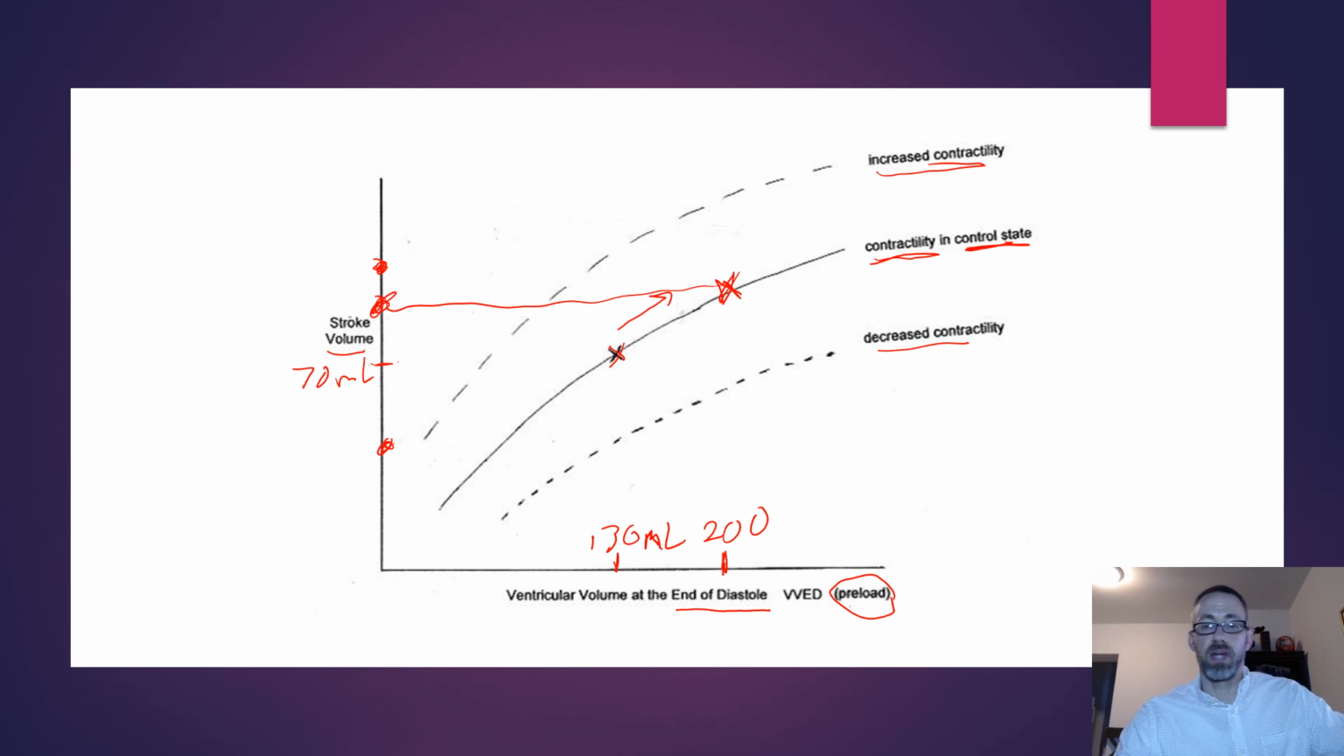So that has to do with the preload, right? So if I increase the preload, my stroke volume goes up. So this is really just showing you that this direction is an increase in preload. If I go this direction, I'm having a decrease in the preload, and so therefore my stroke volume would go down. And that has to do with the Starling mechanism and how much we stretch those muscle fibers.